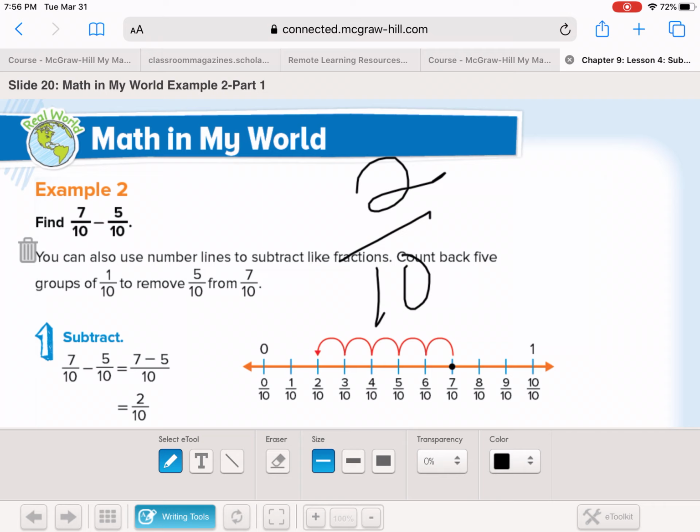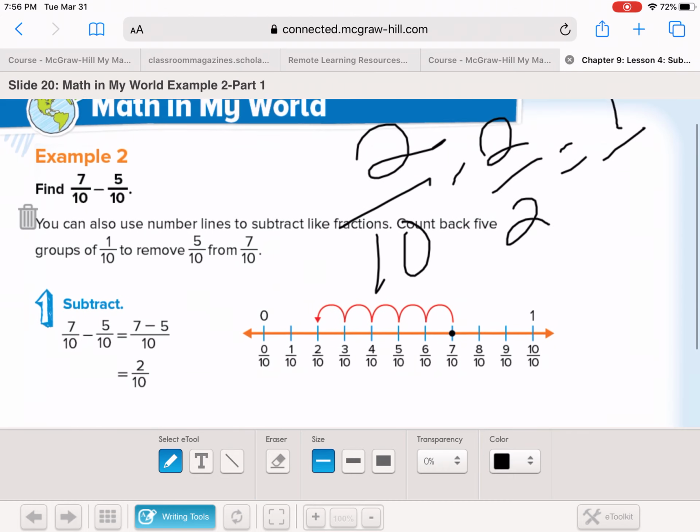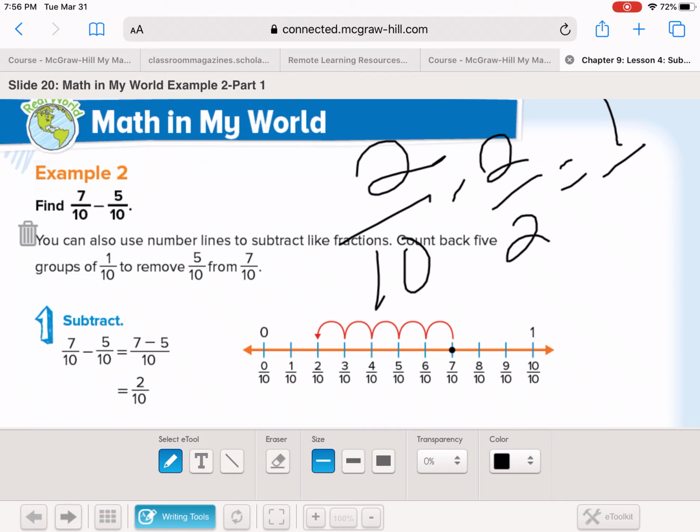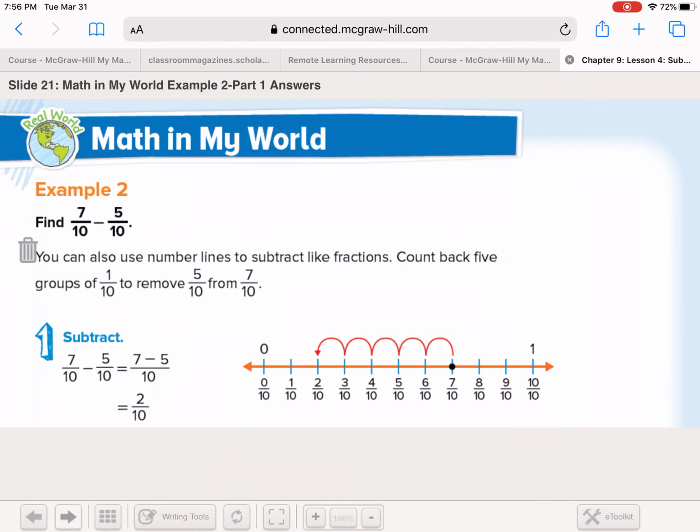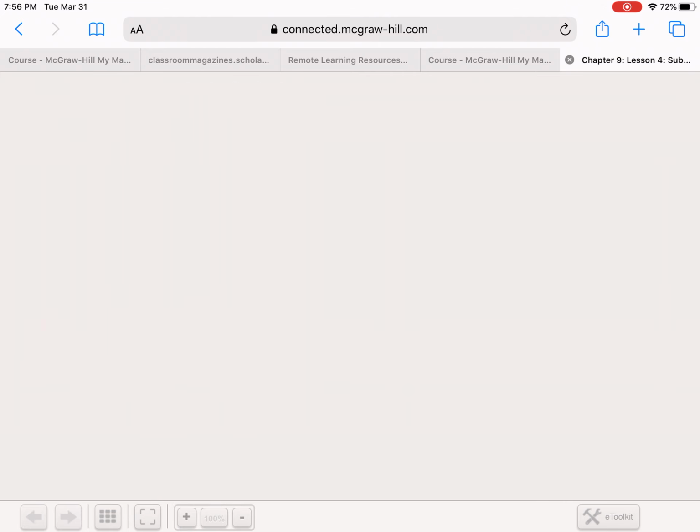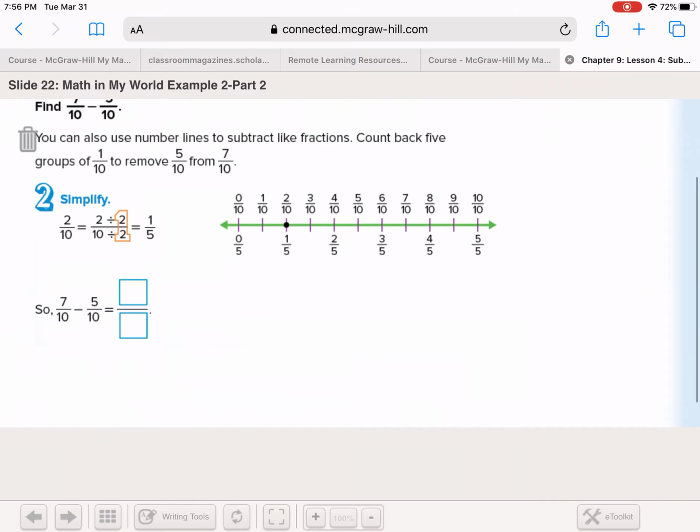This book is really pushing that. So I would divide by 2 on both sides. 2 divided by 2 is 1. 10 divided by 2 is what? It's 5. It would be 1/5. So let's go to the next slide and see. Did we get it? 2/10? Yes. Okay, see, and then it's 1/5.